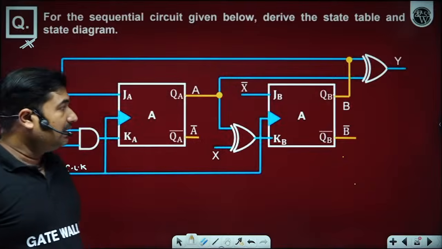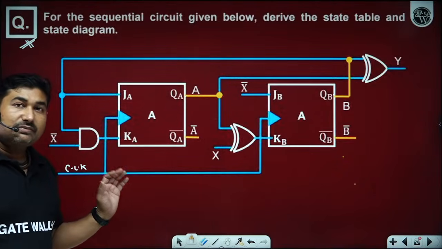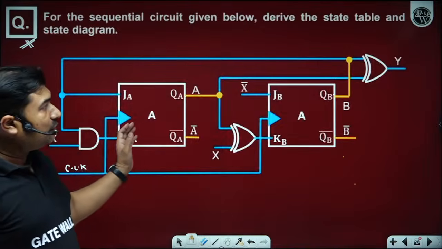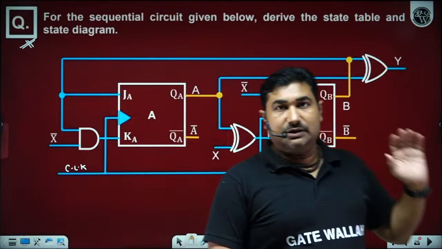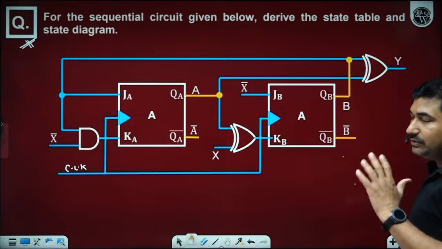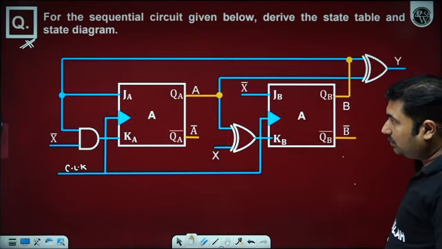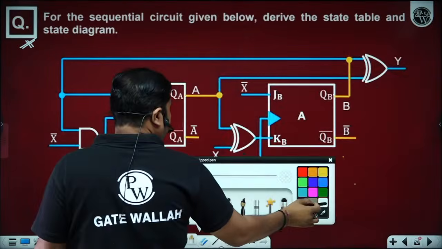Is it okay? Yes, sir. Now you know this is a Moore model. Next, you have to draw the state diagram, and you need to write the state table of the given model. So how do we write the state table?